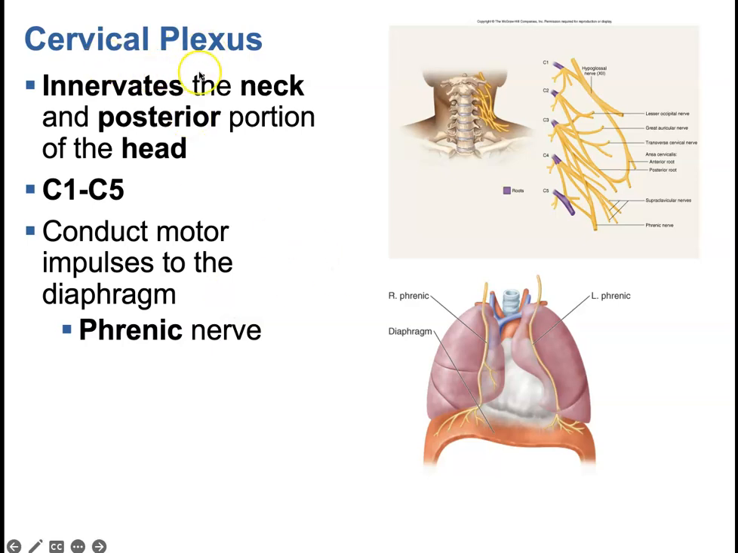So the cervical plexus, what you need to remember is the range of nerves that are included in the cervical plexus, which is C1 to C5. And what they do is they innervate the neck and the posterior portion of the head. So what you're looking at here is C1, C2, C3, C4, C5. And what you see is that this is the actual root of the spinal nerve, and then they're going to branch, all right? And where they're branching off into is going to be into these portions of trunks and roots, and then they just get smaller and smaller.